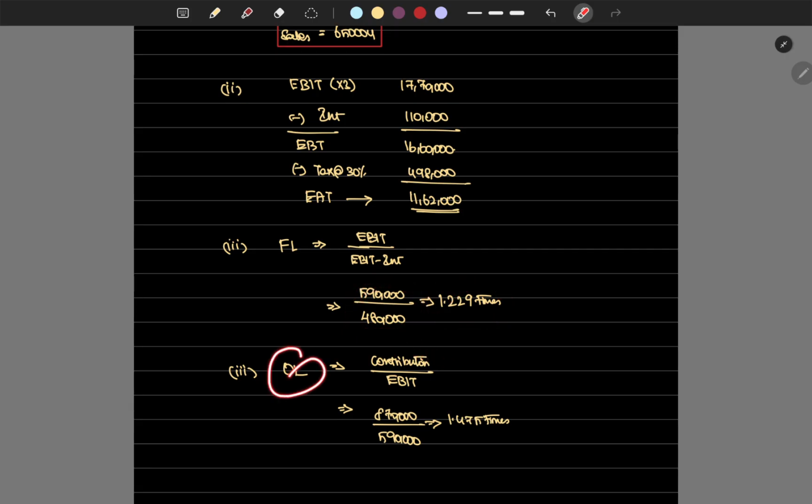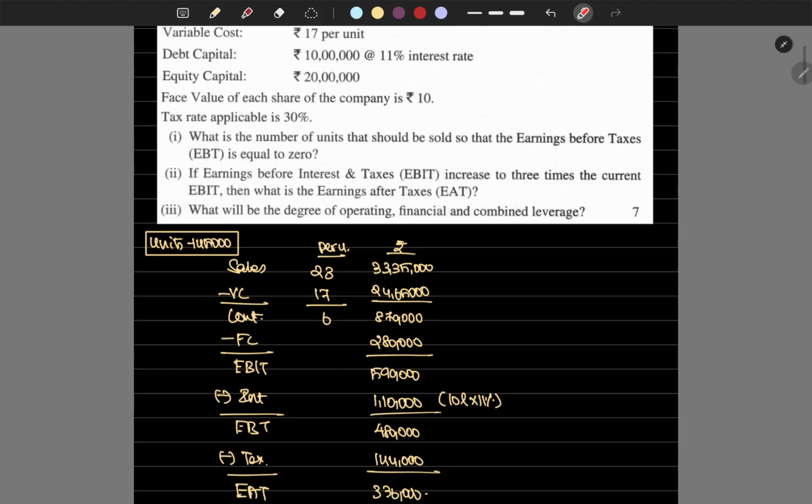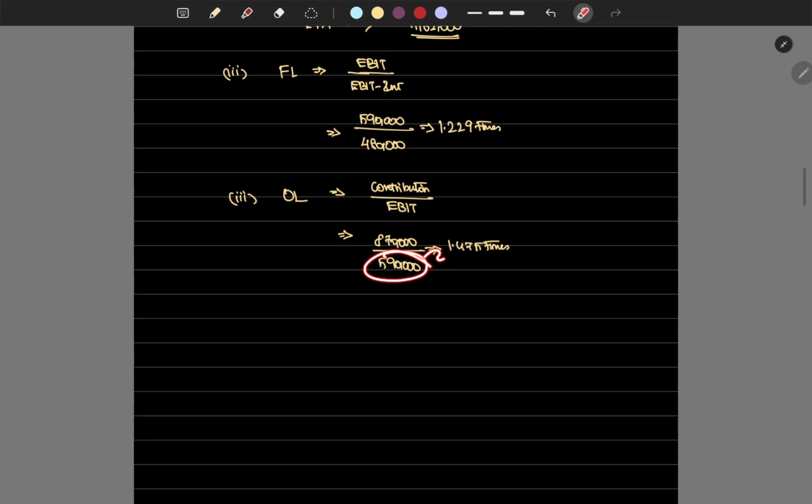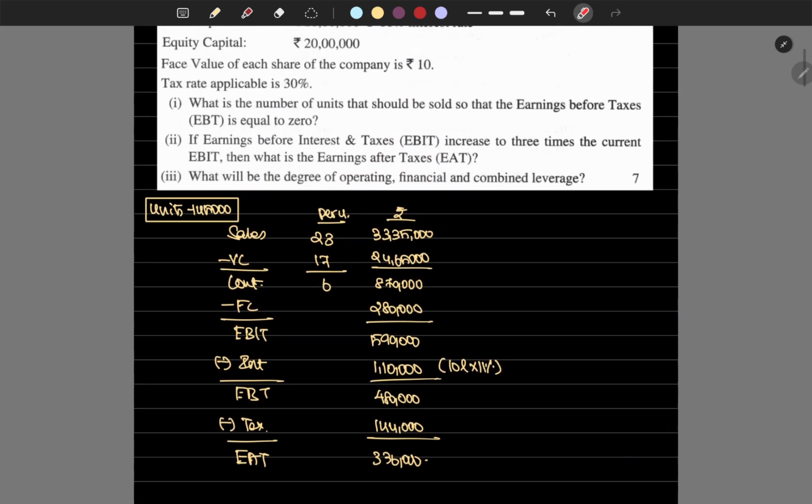And then operating leverage: the topmost item is contribution, and the bottommost item is EBIT. So contribution divided by EBIT is 1.475 times. That's it. The problem is over.